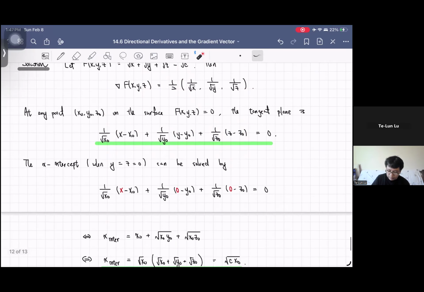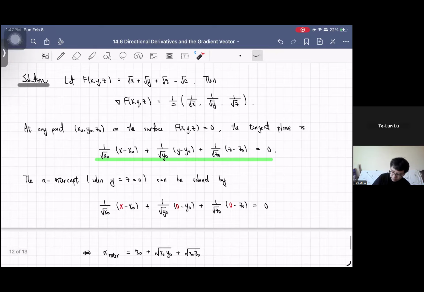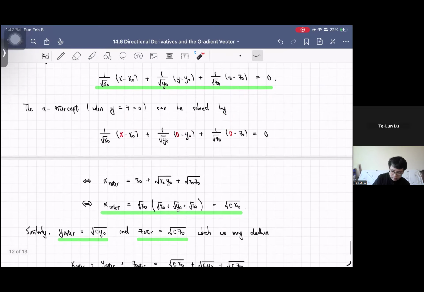So how do we find the x-intercept of this tangent plane? It is simply the intersection between this plane and the x-axis, which is where the y and z coordinates are 0. So you plug in y and z being 0, and x is what we want to solve. And then it turns out this red x here is simply x naught plus root of x naught y naught plus root of x naught z naught.